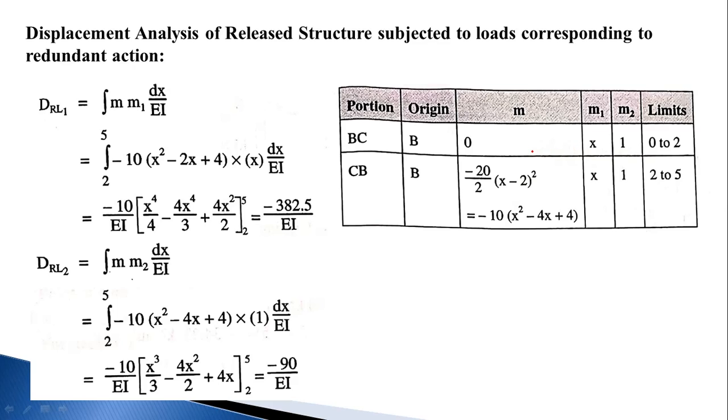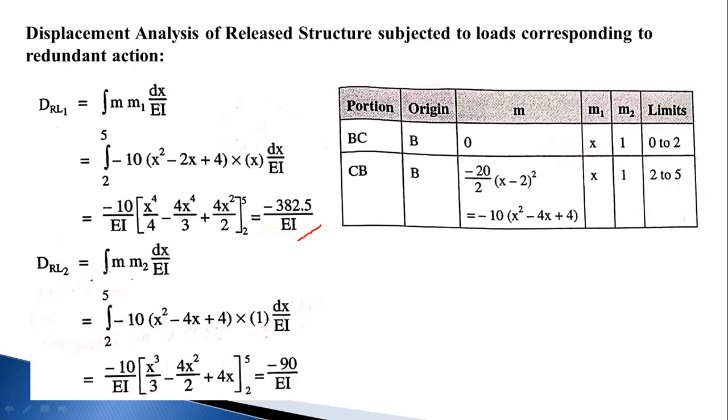Then second is M into M1. First, that M is minus 10x² minus 4x plus 4, and M1 is x, so multiply by x. Solving this equation, we get minus 10 upon EI, x to the power 4 divided by 4, minus 4x to the power 3 divided by 3, plus 4x² by 2, and the limits are 2 to 5. Putting in the upper limit and lower limit and simplifying, we get minus 382.5 upon EI.